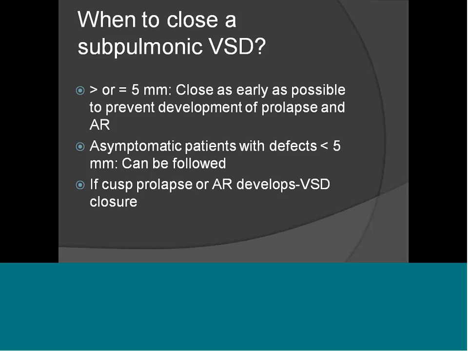So I actually send them the papers on it, showing that if you've got a small defect, your chance of developing cusp prolapse and AR is quite low and you can be safely followed. The only caveat is, when you're saying small, it's not small because the cusp has gone into it. You really need to look on echo and make sure that there's no cusp that's gone into it, and that's why it's looking small. Okay, all clear?